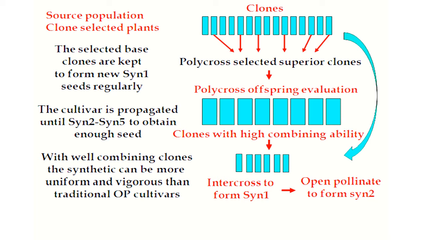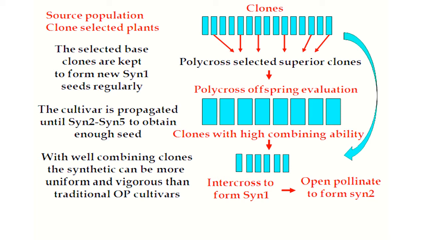In clonally propagated crops, the selected base clones are kept to form new synthetic 1 seed regularly. Then polycross selected superior clones. From there the cultivation is propagated until synthetic 2 to synthetic 5 to obtain enough seeds.